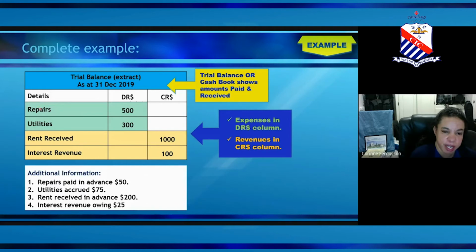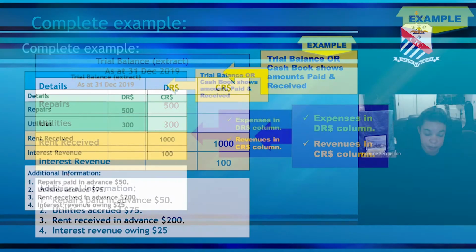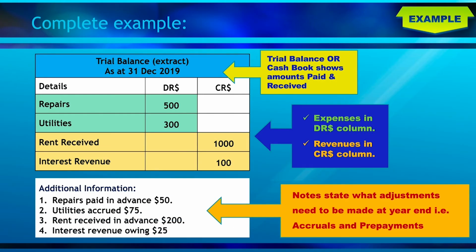So repairs, in terms of repairs, is $500 that was paid. In terms of utilities, it was $300 that was paid. In terms of rent received, which is credit, that means it's revenue, it was $1,000 that was received. Interest revenue, it was $100 that was received. Then down below in the additional information, which is how your questions will be, they will give you the adjustments, or they will give you the information like the incurred or the accrual and prepayment.